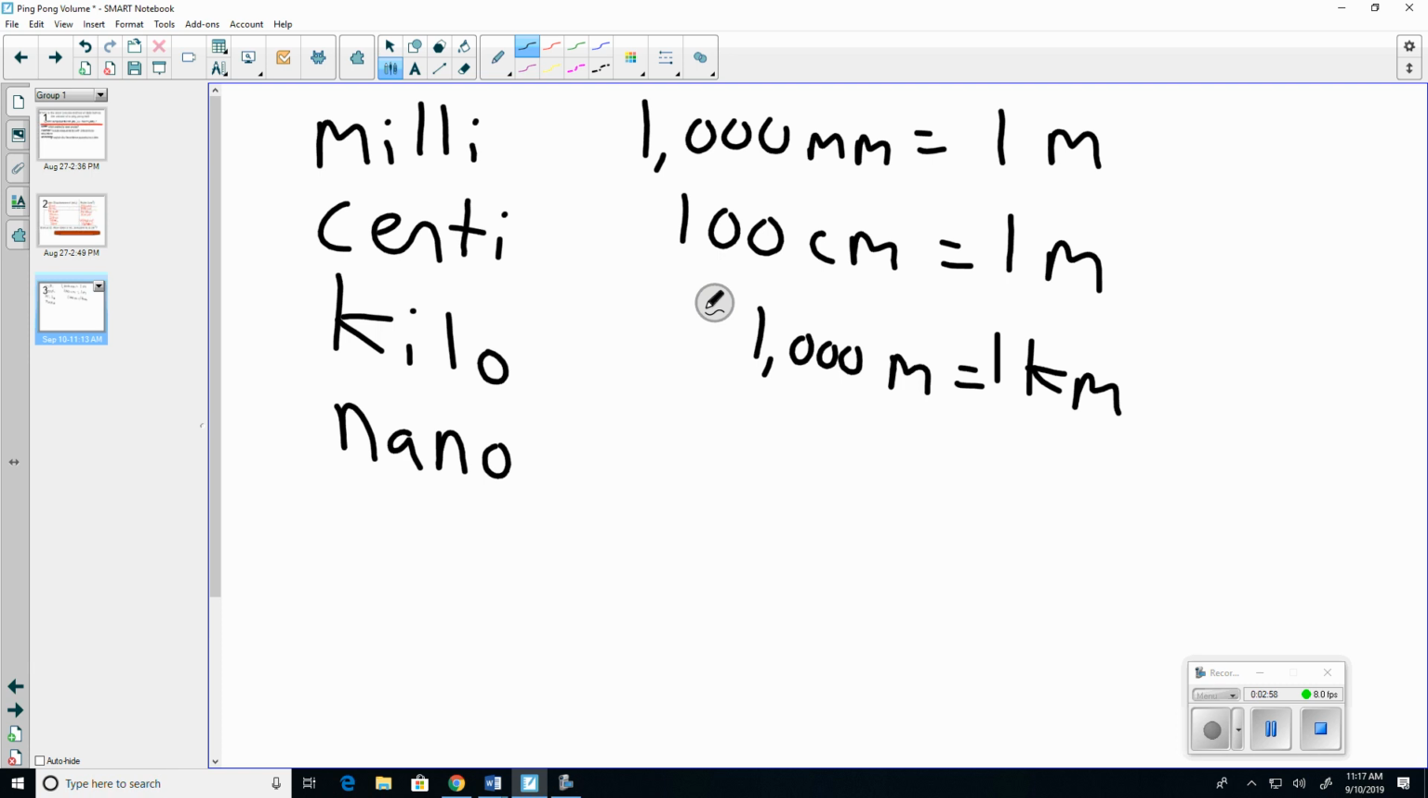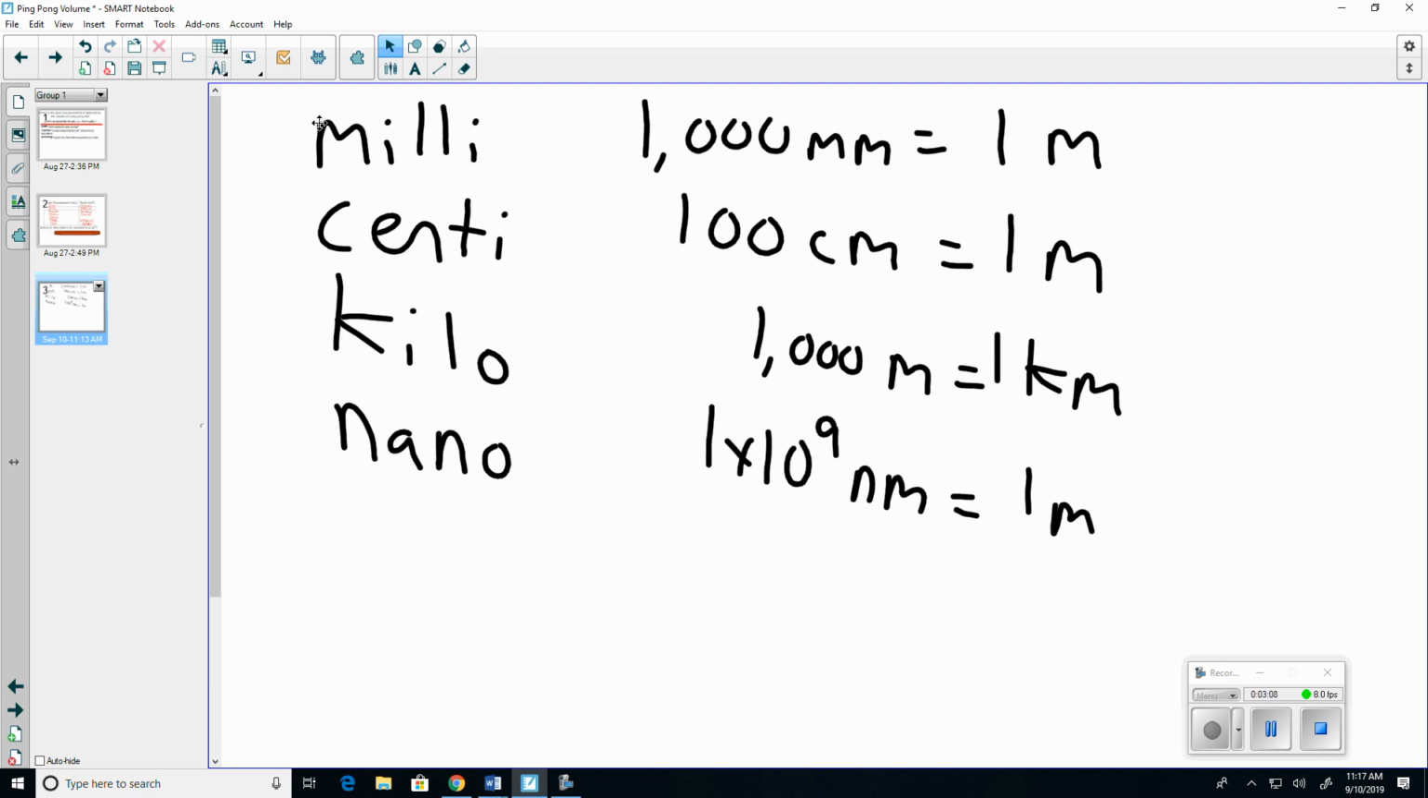Lastly, nano. There's 1 times 10 to the 9th nanometers in 1 meter, which means a nanometer is really tiny. We will use that for measuring light and the wavelengths of light, which we have to go over in Unit 2. So Unit 1, we have to address this unit in order to use it in Unit 2 calculations, which we will use. These are all equalities.